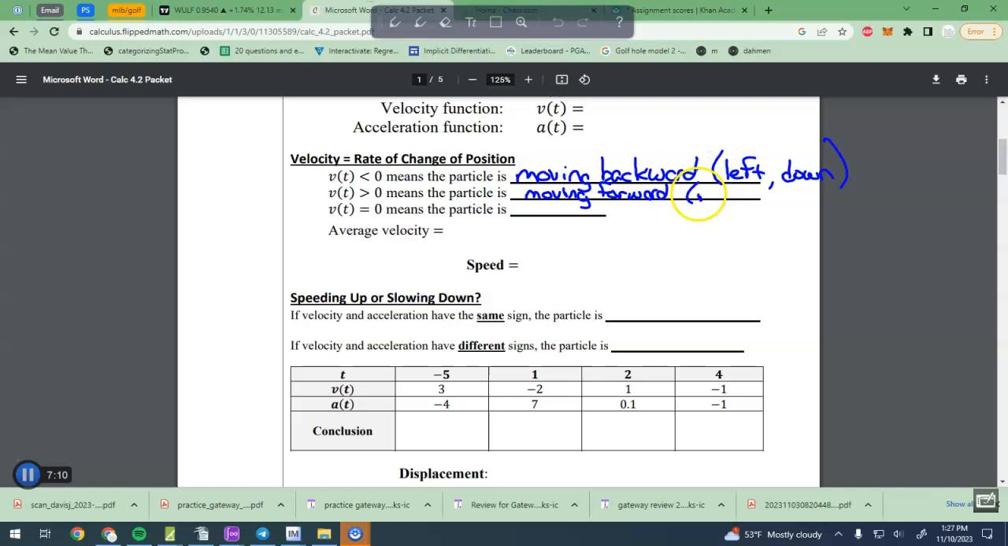So moving forward, which would be right or up. And then if the velocity is 0, it means the particle is motionless or stopped.